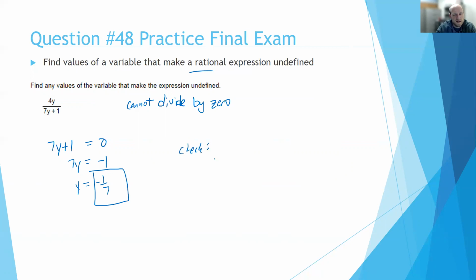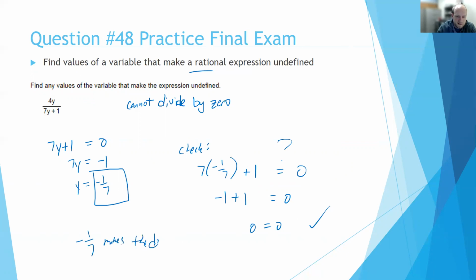You could even check that. Okay. You could check, plug in -1/7 for y. Does that equal 0? Well, yes, because 7 times -1/7 is -1, and -1 plus 1 equals 0. So what does that mean? It means -1/7 makes the denominator 0. And that cannot be.